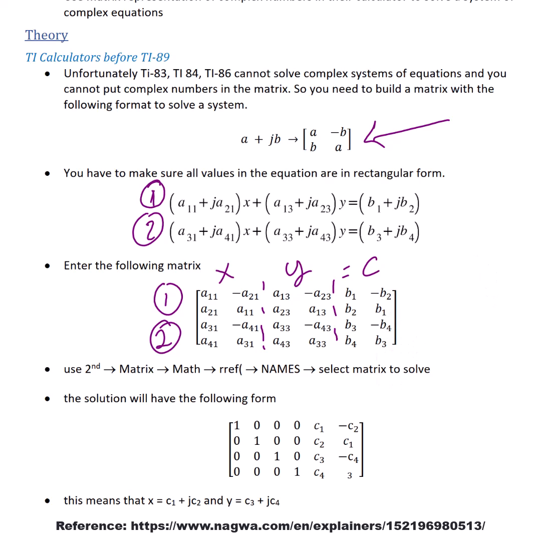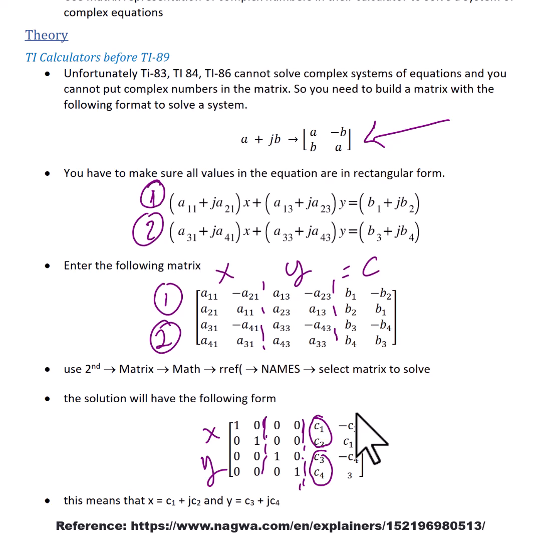Then you put this in your calculator and you do second, matrix, math, reduced row echelon form, and select the matrix. The solution comes out where the left half will look like an identity matrix. The first two rows represent the value of x, and the second two rows represent the value of y. So here you're going to see that x equals c1 plus j c2. You can ignore the last column. And y equals c3 plus j c4.